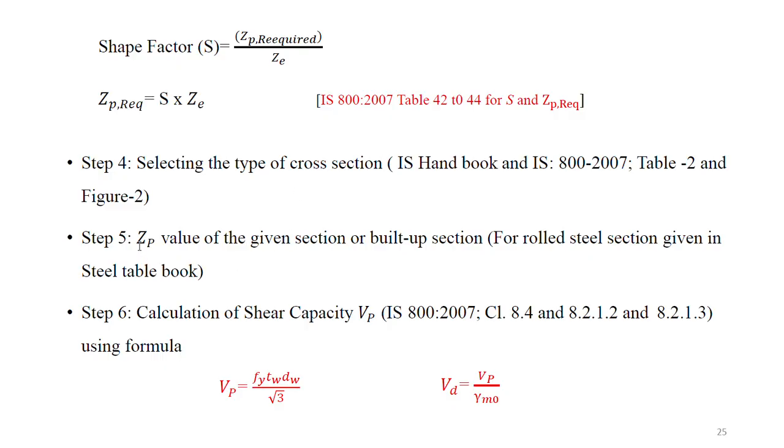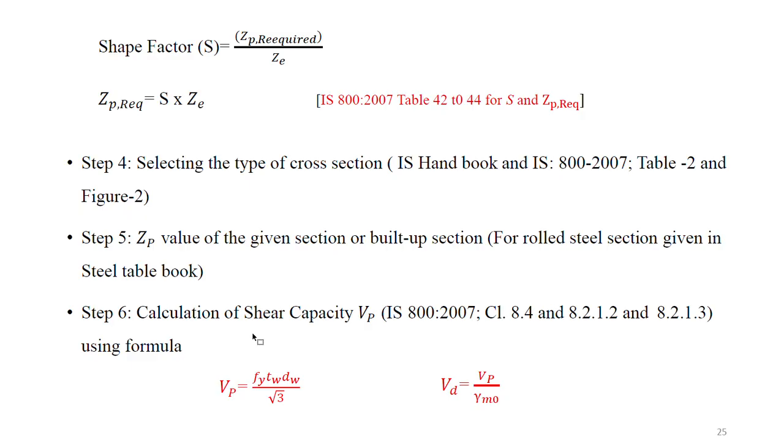For that cross section, what do we have to do? The ZP value of the given section or built-up section for rolled steel sections is given in the steel table. We have to select the adequate section depending on the ZP value. Depending on ZP required, we select one section which has a ZP value more than the required value. After knowing this ZP value from the steel table, we have to find whether the shear criteria is going to be satisfied or not.